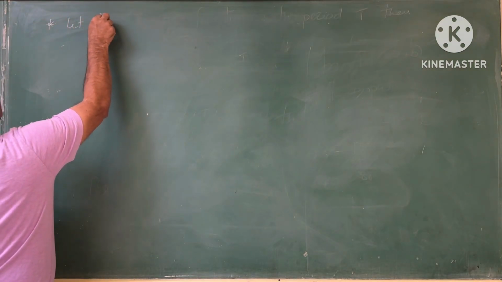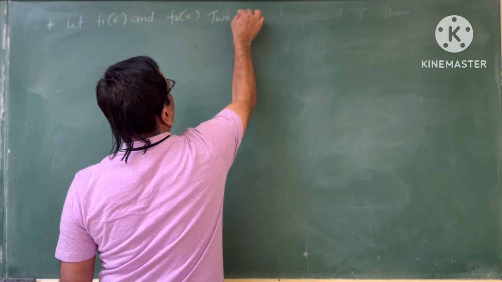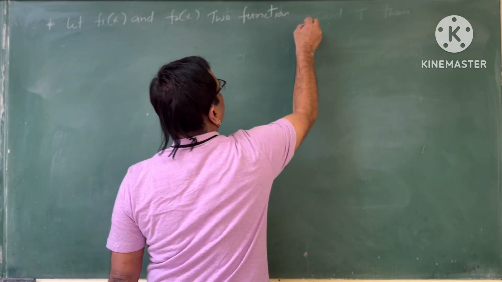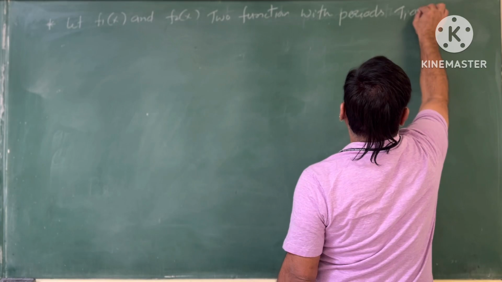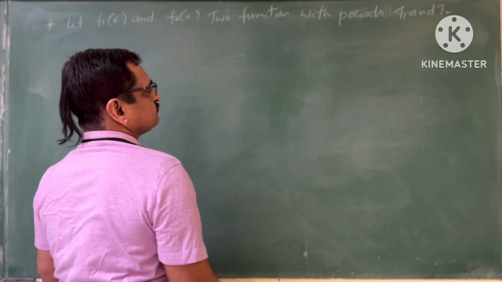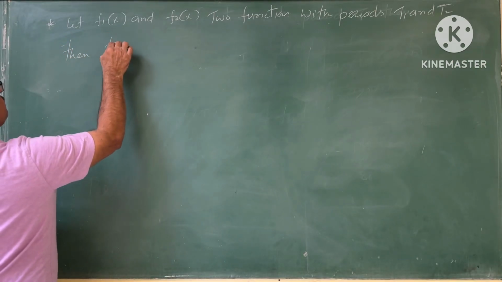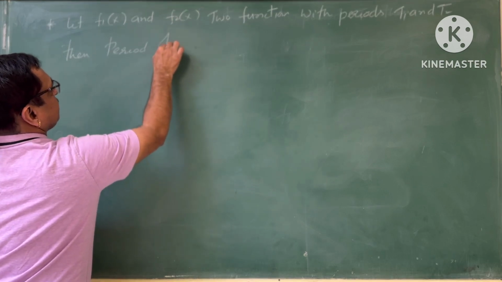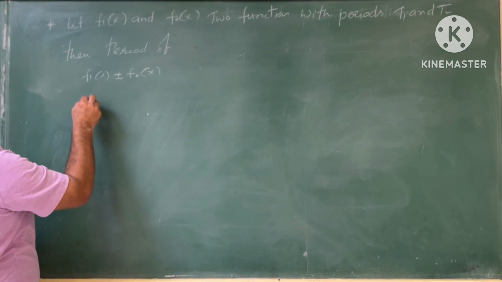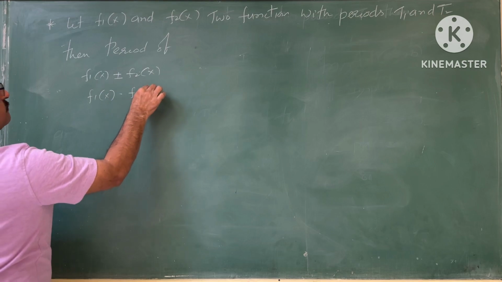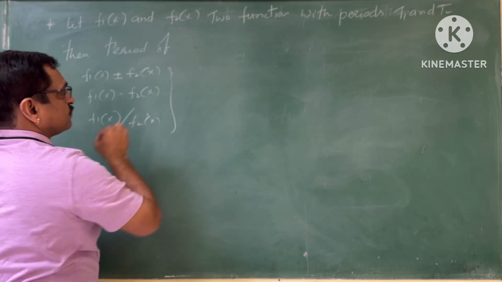Let f1(x) and f2(x) be two functions with the periods T1 and T2. Then the period of f1(x) plus or minus f2(x), or f1(x) times f2(x), or f1(x) divided by f2(x), in all these cases, you take the LCM.